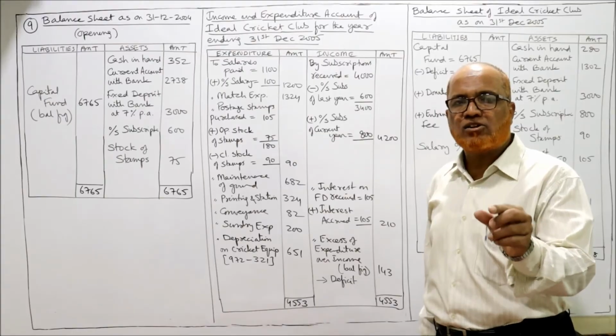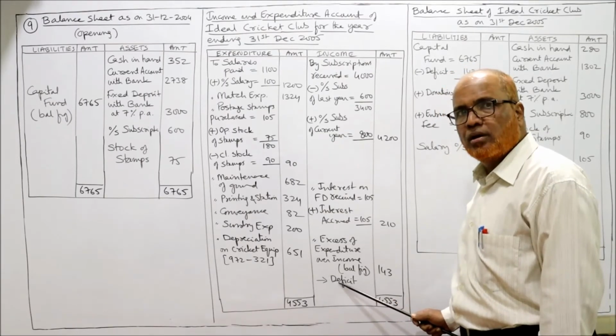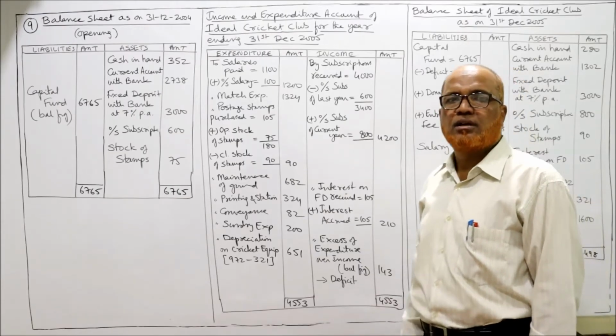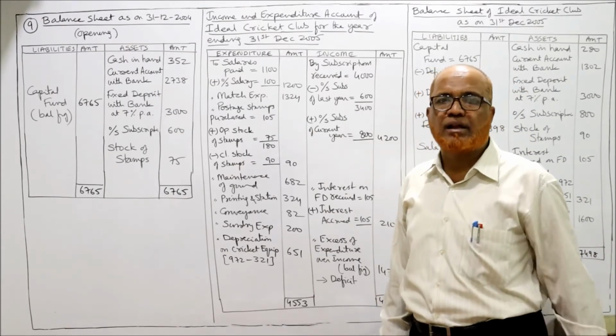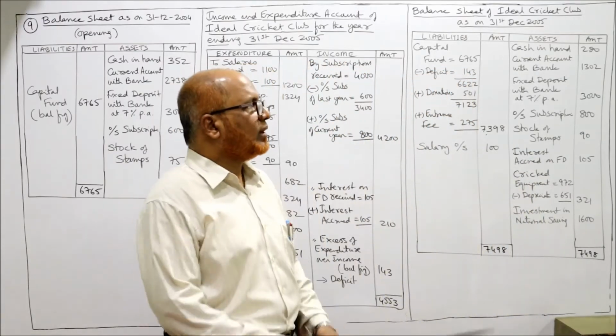This is the excess of expenditure over income or deficit. It is called deficit, 143. This deficit will be deducted from capital fund in the balance sheet. Over. Income and expenditure account over. Now we'll come to the balance sheet.